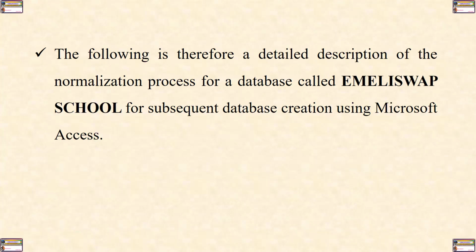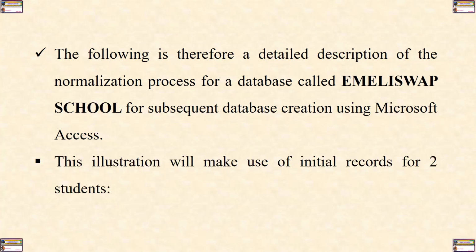So let's see in depth what each of those stages entails as we do it practically in the process of coming up with a foundation for our database by the name MLSwap School. The following is therefore a detailed description of the normalization process for a database called MLSwap School, for subsequent database creation using Microsoft Access. So this is an illustration of how we do the normalization through all the stages you have looked into.